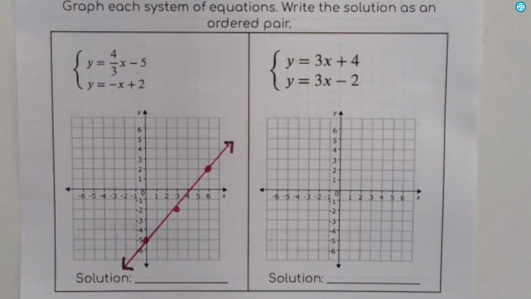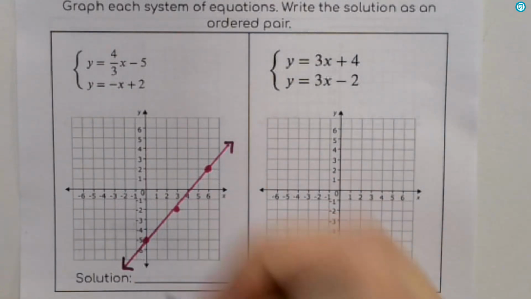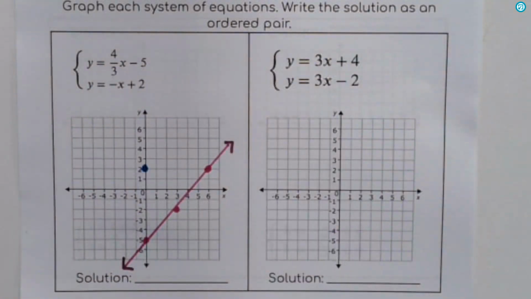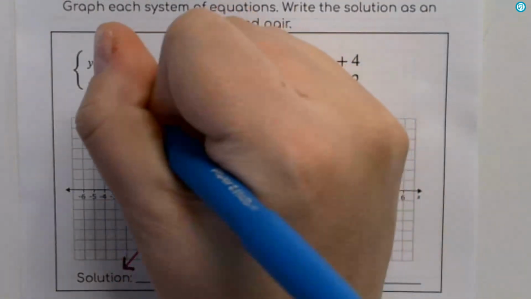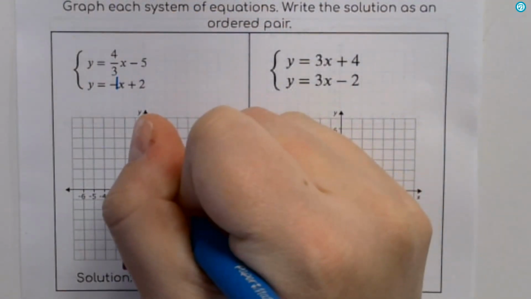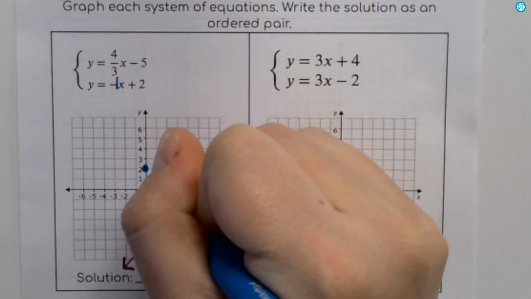Okay, for our next one, we are going to start at a y-intercept of 2. What number is in front of this x here? 1. So there's an imaginary -1x there. So my slope is -1, so I go down 1, right 1, so on and so forth.